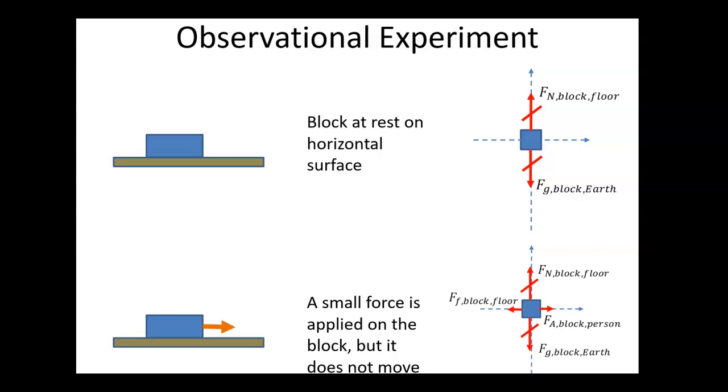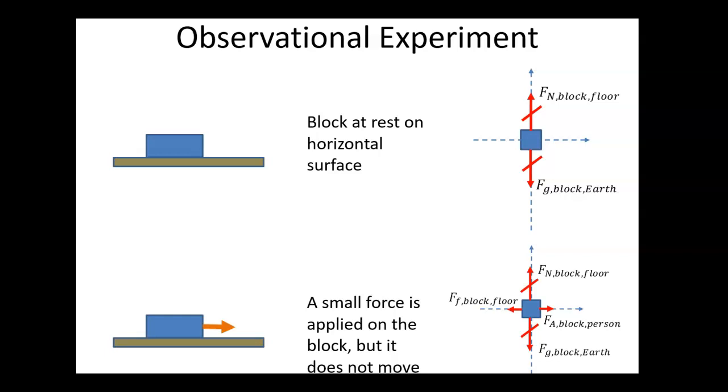Let's think about an observational experiment. Let's say that we put a block on a table and it just sits there. We've done force diagrams for this situation before, and we know that this block is just at rest. The net force is 0. There is a gravitational force, that is the Earth, attracting the block and trying to pull it toward the center of the Earth. And then the floor is supporting the block, and that is called a normal force. Those two forces, the normal force and gravitational force, balance each other so that the block does not move.